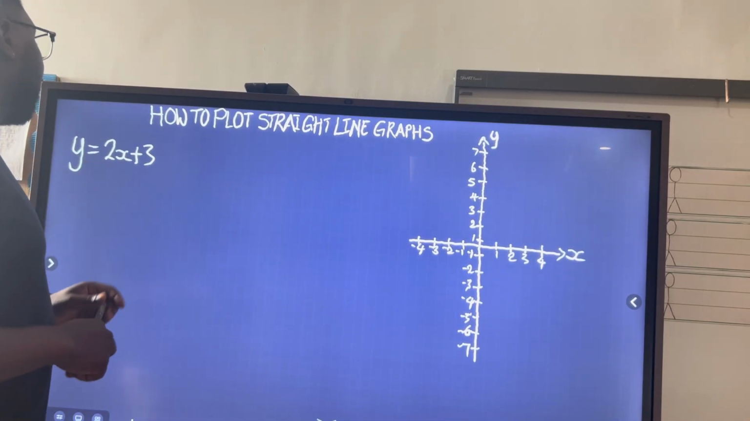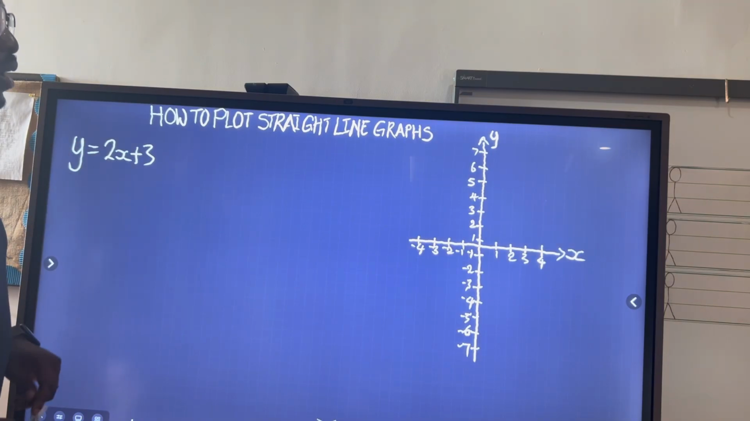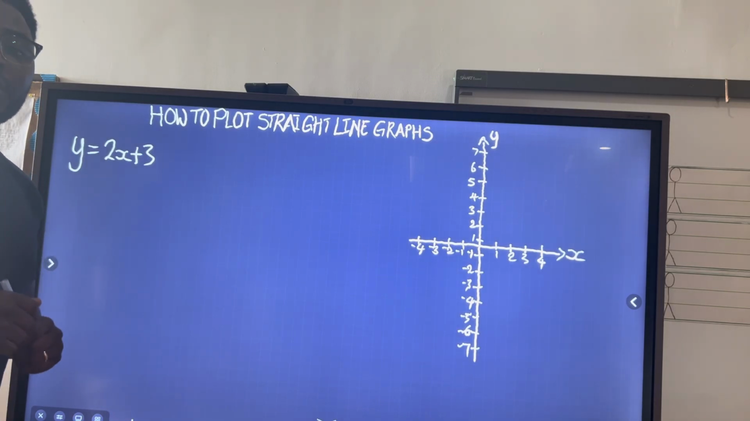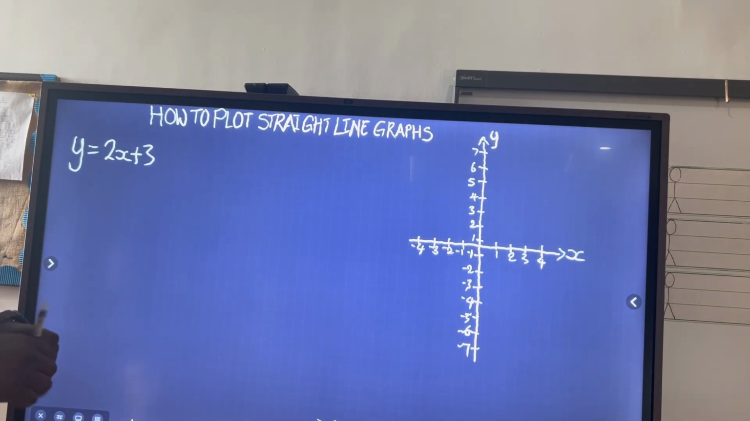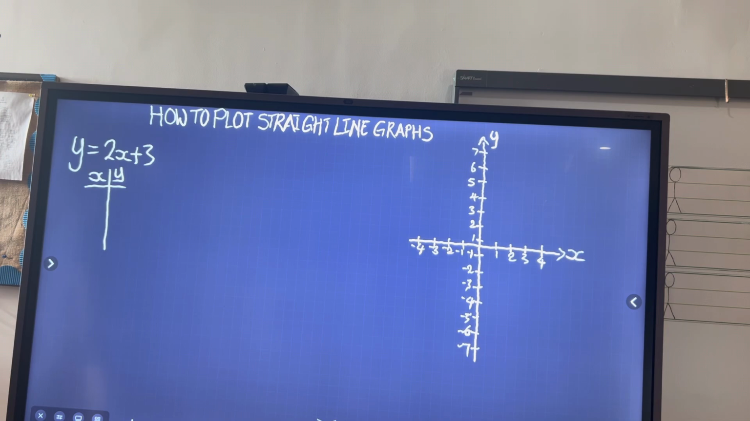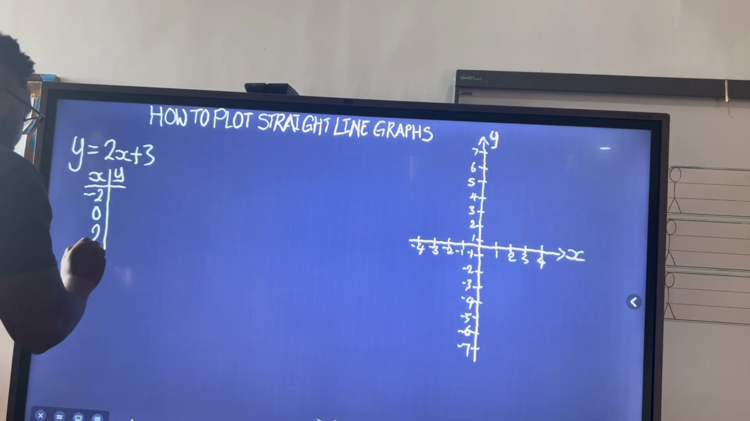We have a linear equation of y equal to 2x plus 3, and we have to what? To graph this linear equation. Remember, the first step is to generate our coordinates. So let's do that by creating our table of x and y values. And for my x, I will choose -2, 0, and +2.